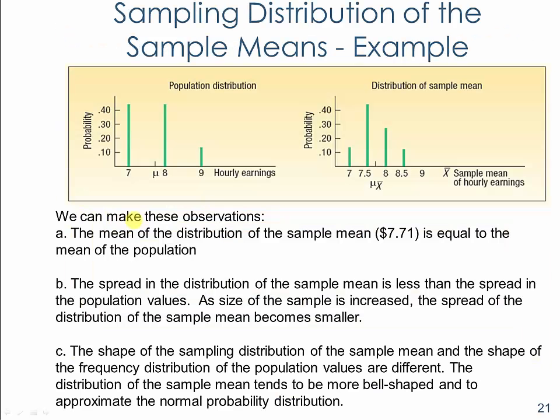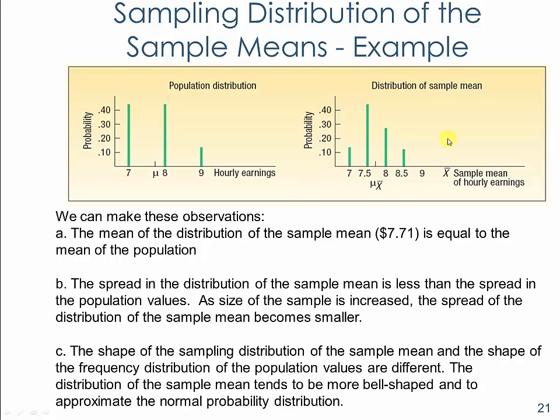So here are some observations that we can make based on this example. The mean of the distribution of the sample mean that we got, $7.71, is equal to the mean of the population. And then we can also look, based on the pictures here, here was our population distribution, and here's the distribution of the sample mean. The spread in the distribution of the sample mean is less than the spread in the population values. And as the size of the sample is increased, the spread of the distribution of the sample mean becomes smaller.